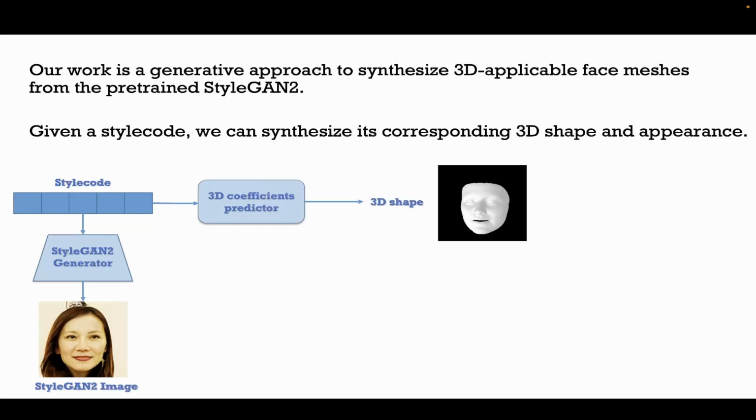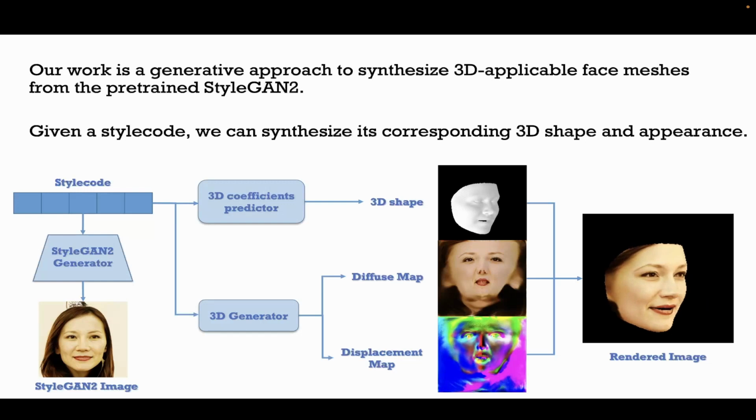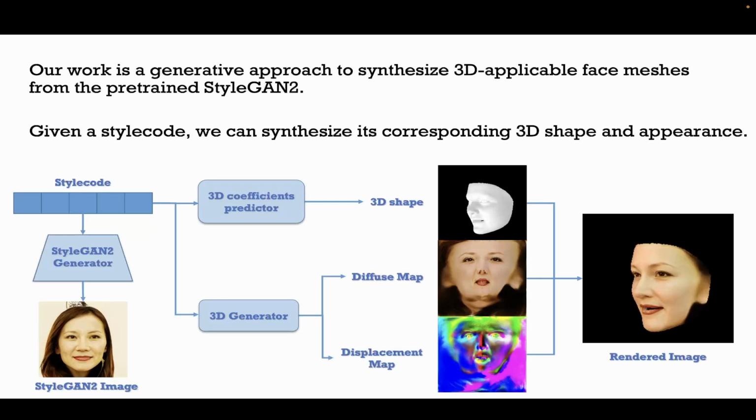This component aims to predict the corresponding 3DMM coefficients given the stylecode. Part of the 3DMM coefficients describe the 3D shape of the face, which provides the geometry information for rendering the face. The second component is the 3D generator. This component's goal is to generate the corresponding diffuse map and general displacement map from the stylecode, which in turn provide the appearance information for rendering the face.